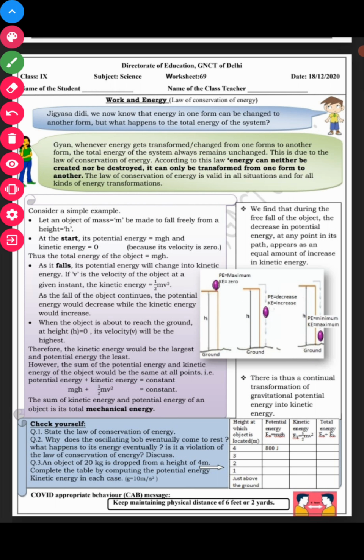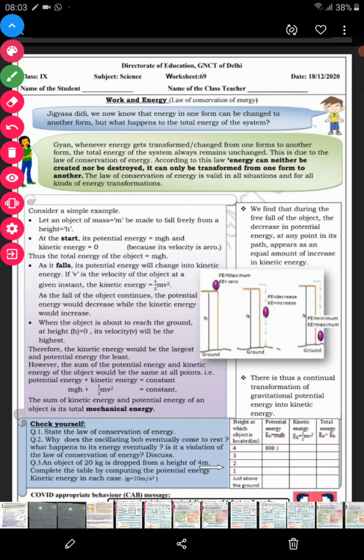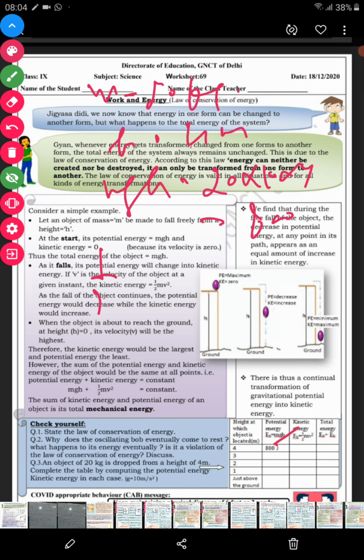Third, if an object of mass m equal to 20 kilogram is dropped from a height of 4 meter, we compute the potential energy. Using mgh, with m as 20, g as 10 and h as 4, that is 800 joule. But in this case v is 0, so half mv squared is 0, and if we add these two it will become 800.